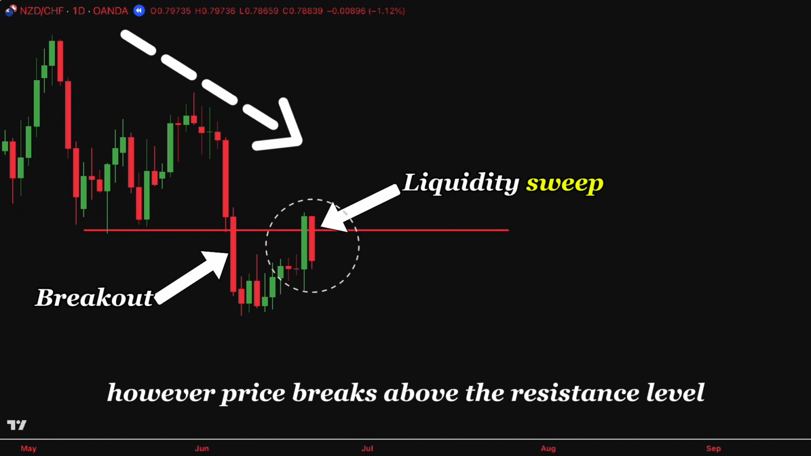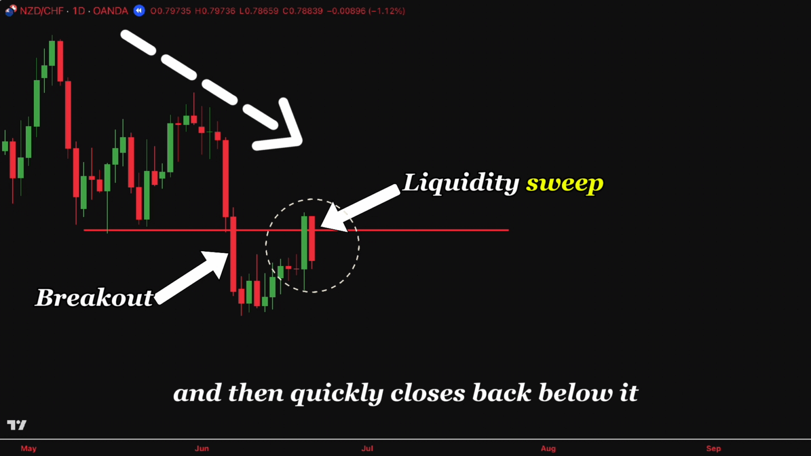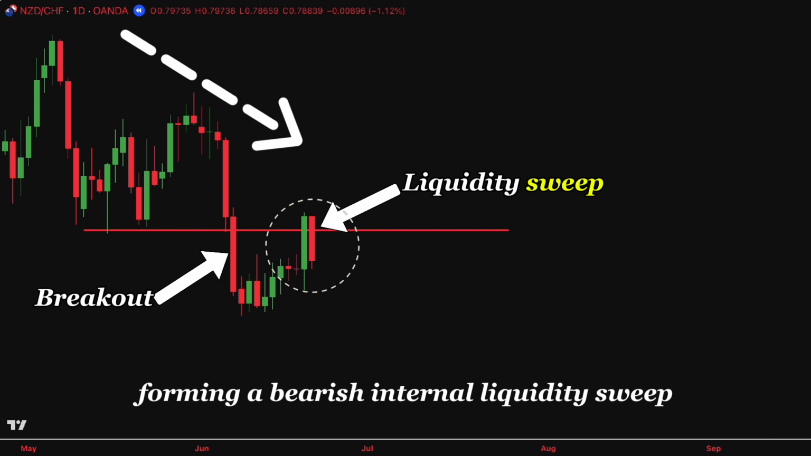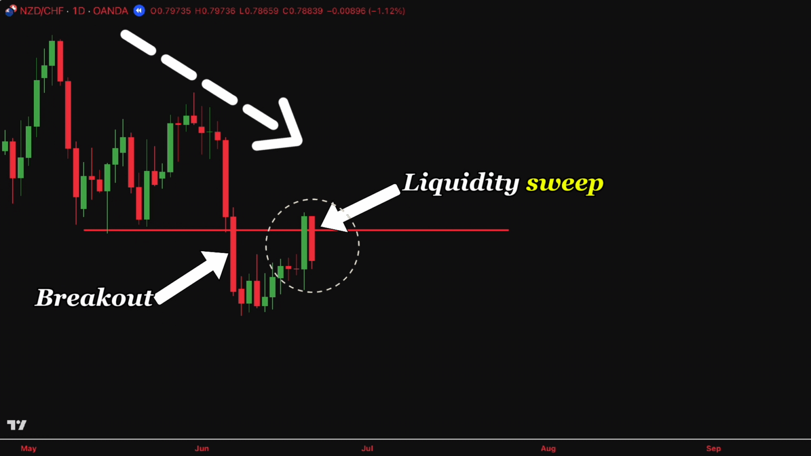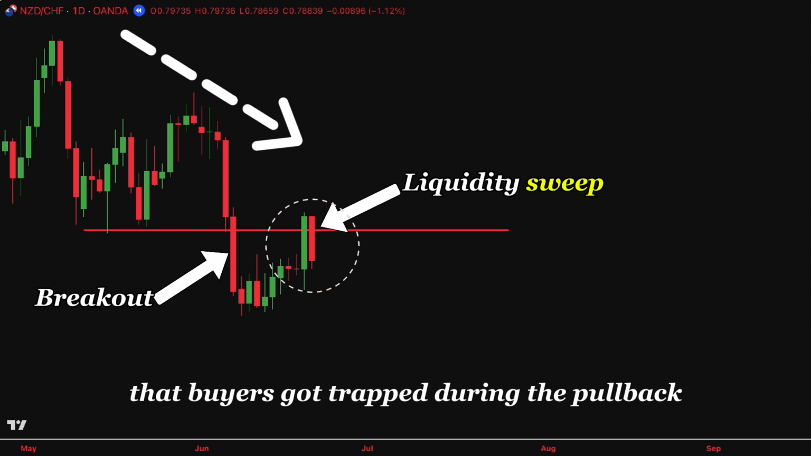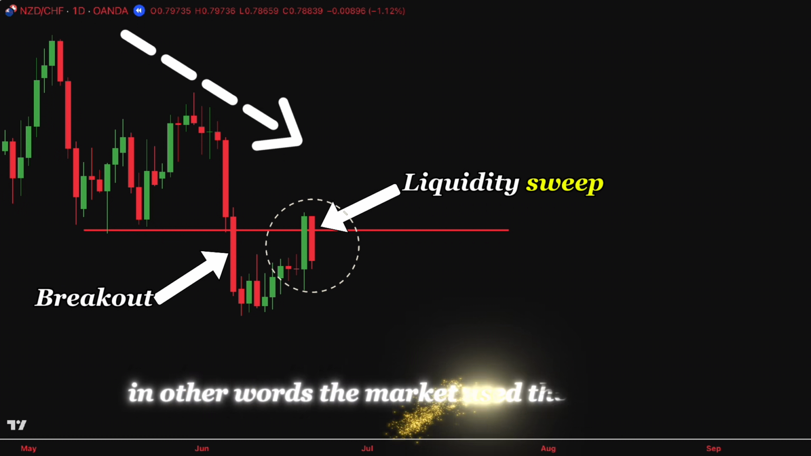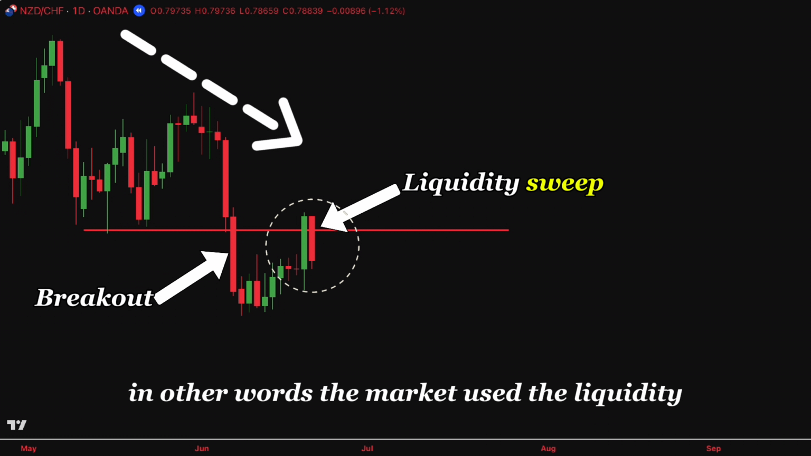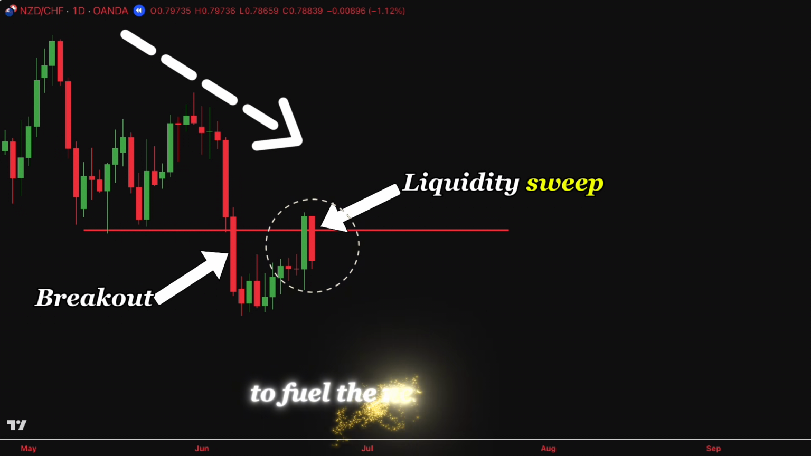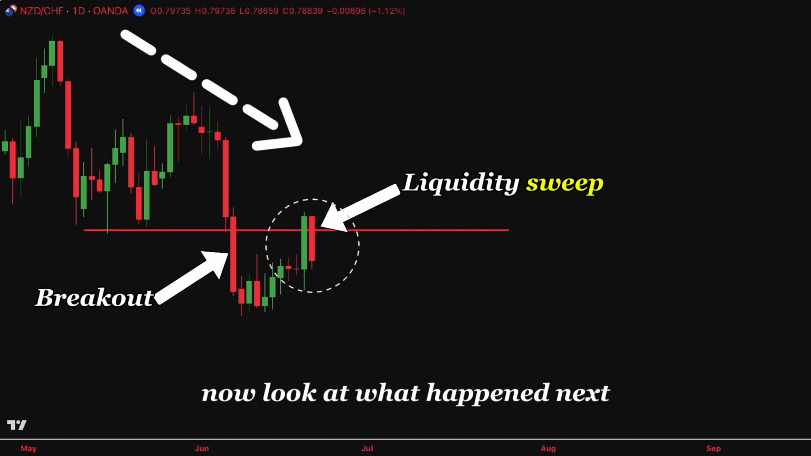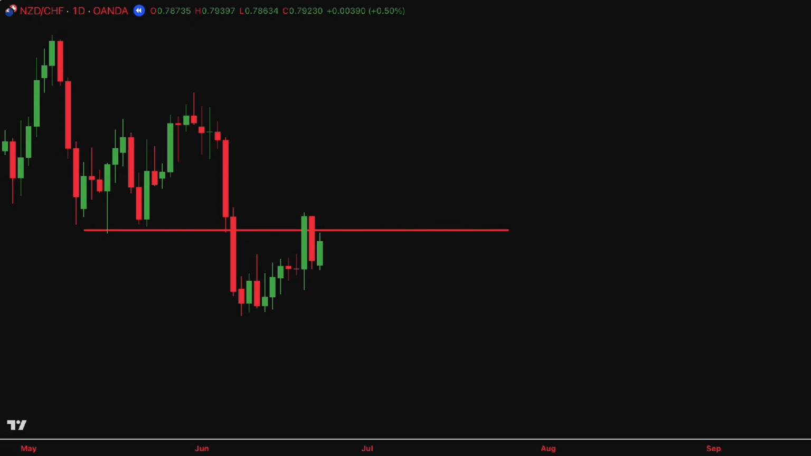However, price breaks above the resistance level and then quickly closes back below it, forming a bearish internal liquidity sweep. This move indicates that buyers got trapped during the pullback, while sellers regained control of the market. In other words, the market used the liquidity resting above the pullback high to fuel the next leg lower. Now look at what happened next.